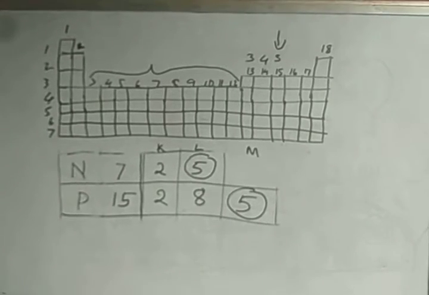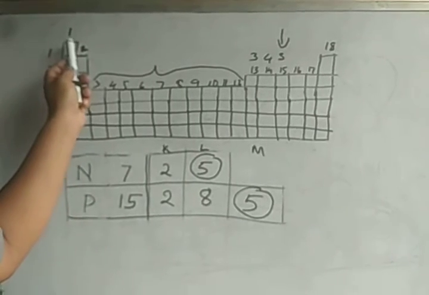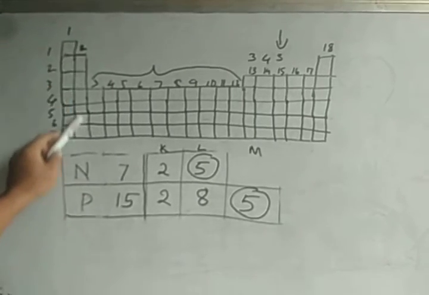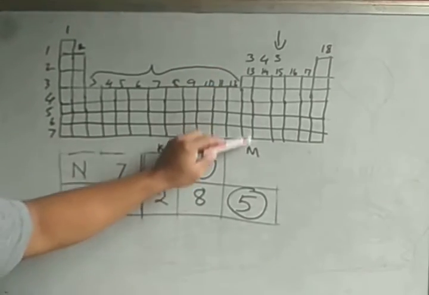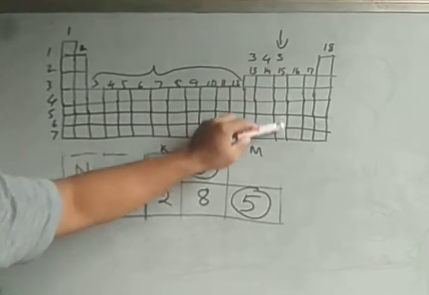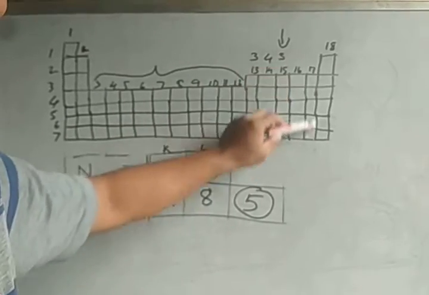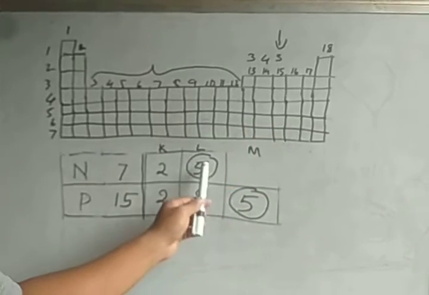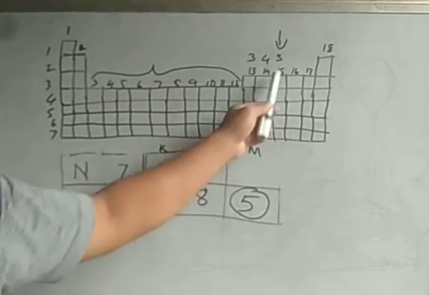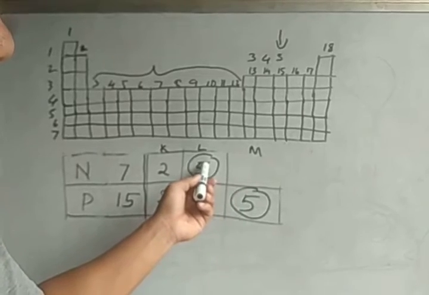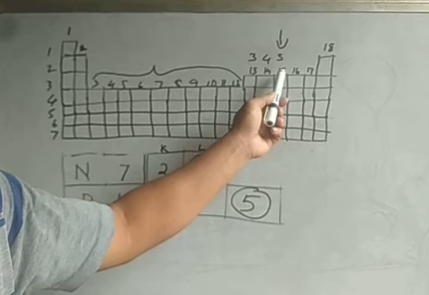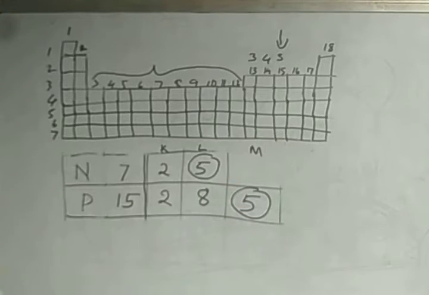The valence electrons: they have 1 valence electron, 2 valence electrons, 3, 4, 5, 6, 7 valence electrons, and 8 valence electrons here. Here, both of them are in this group. They have 5 valence electrons. That means they are in the 5th group, group 15.